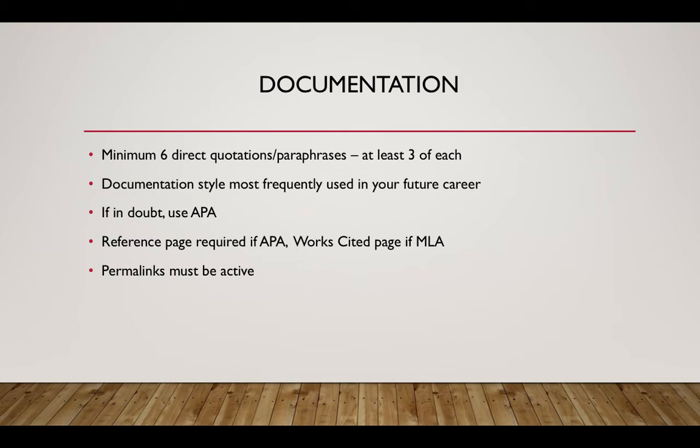As far as documentation, a minimum of 6 direct quotations or paraphrases, at least 3 of each. Documentation style is the one most frequently used in your future career. This is where your choice comes in handy. You can pick APA or you could pick MLA, but make sure the whole paper remains consistent with whichever style you choose. If you're not sure, most of your future careers will probably use APA.